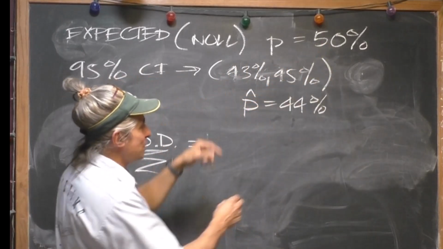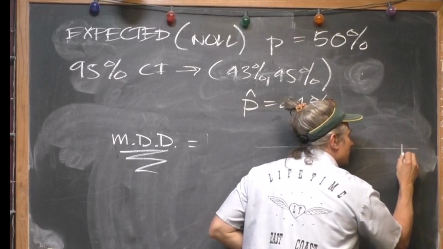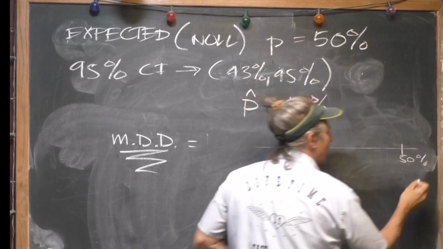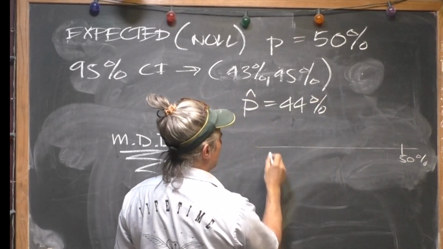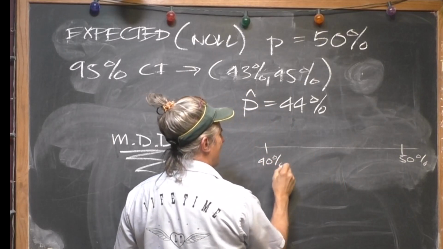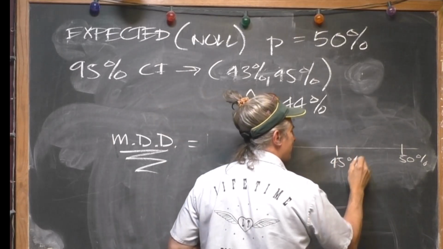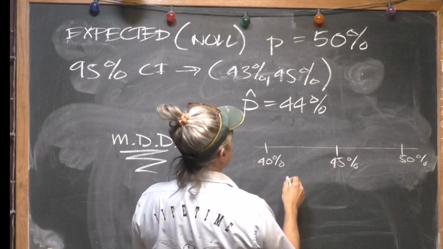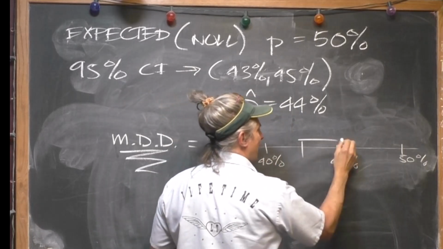Well, if you imagine this thing on a number line with 50% over here, and let's just put, let's see, let's go 40 here, 40%, 45% here, okay? This interval goes between 43 and 45%.